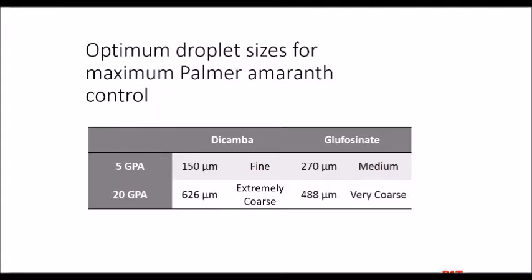If I'm wanting to reduce drift with the glufosinate, again, you can see the same thing, where at 5 gallon per acre, the optimum droplet size was 270 microns, and at 20 gallon per acre, the optimum droplet size is 488 microns. So if I increase that volume, I can increase the droplet size that's maximizing efficacy, and I can reduce drift.